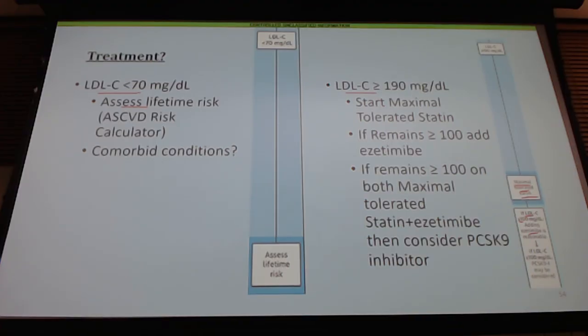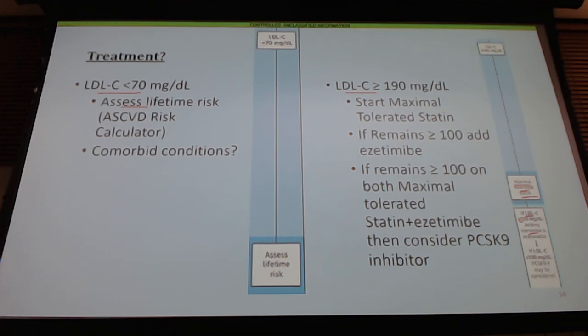So if they had an LDL of 220, that minimal 50% reduction with that high intensity is going to get me down to 110. Am I still above 100? The answer, of course, is yes, right? So that means that I may need to add an adjunct to help get them lower than that 100. Okay.